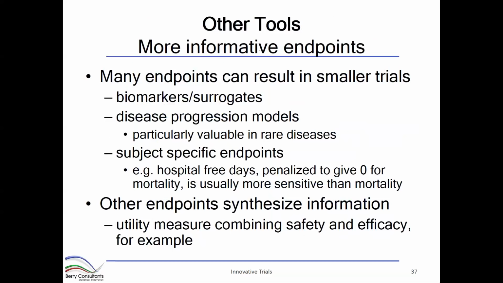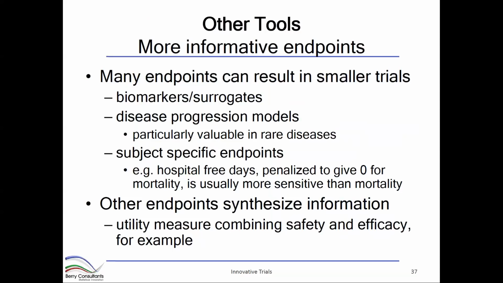Another possible tool that's valuable here is to use more informative endpoints. We're actually having another webinar on this topic. There are many endpoints that result in smaller trials, biomarkers or surrogates. In rare diseases, disease progression models are particularly valuable. So this is a way to get as much information as possible out of every subject.